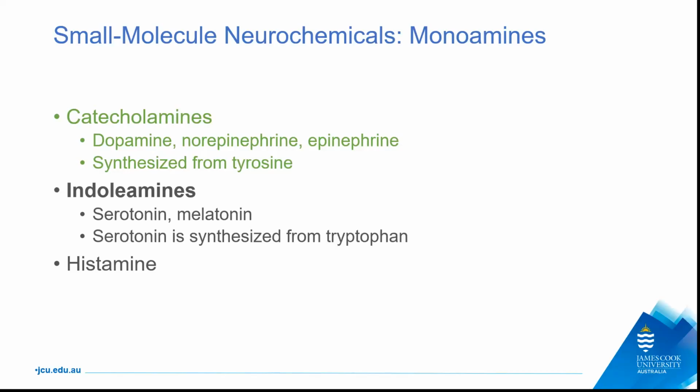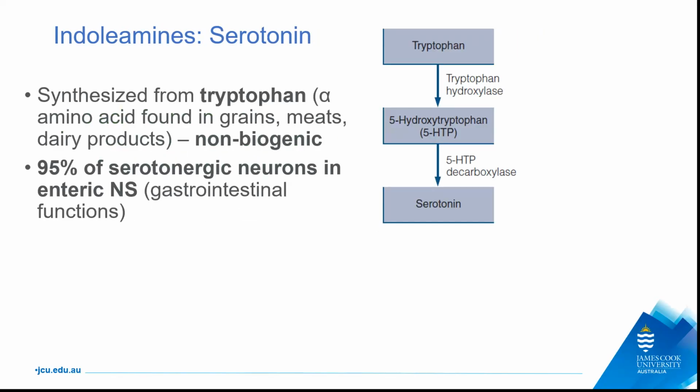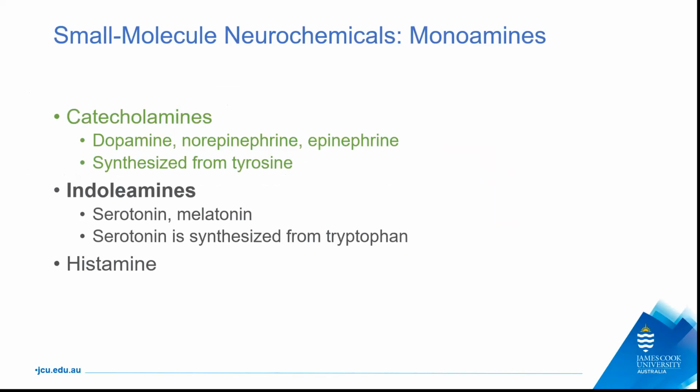The pathway itself, do not have to worry. We have an intermediate substance called 5-HTP. Don't have to worry. Ultimately, you just need to know that it's made from tryptophan, and ultimately we get serotonin. Our enteric nervous system is involved. 95% of such neurons are found in our enteric nervous system.